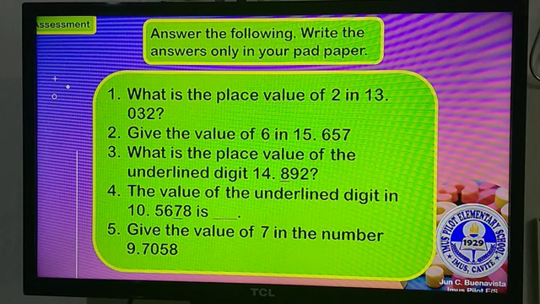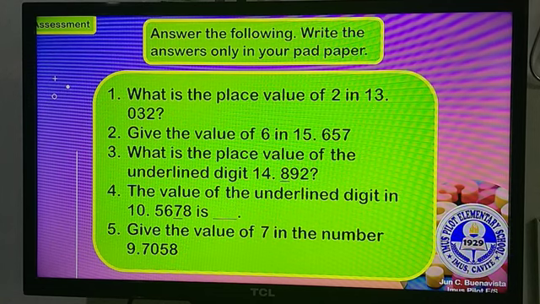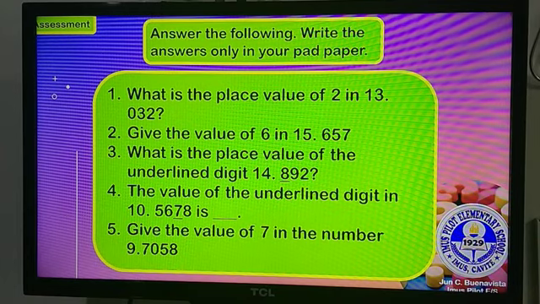Okay, number 1. What is the place value of 2 in 13 and 32 thousandths? So, you are going to write the place value of 2. Is it in thousands, hundreds, 10,000s, or tens? Number 2. Give the value of 6 in 15 and 657 thousandths. Number 3. What is the place value of the underlined digit? So, ang number natin is 14 and 892 thousandths. The underlined digit is 8.